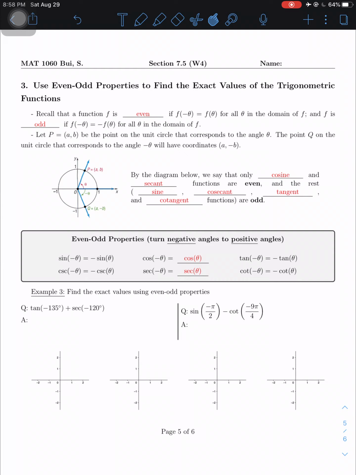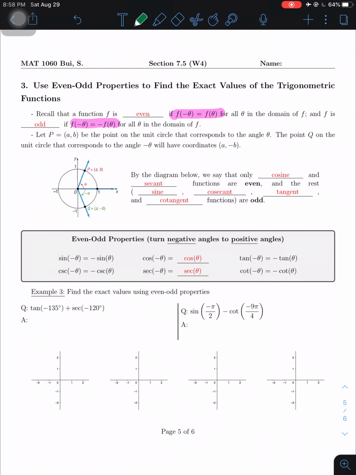Even functions are defined by the property that f of negative theta equals f of theta. For odd functions, the negative is pulled out to the front. So for even functions, the negative is canceled, and for odd functions, the negative is pulled out to the front. It's about the algebra, so I'm not going to test you on this one. Don't worry too much if you don't get this part. I'm going to explain it later anyway.